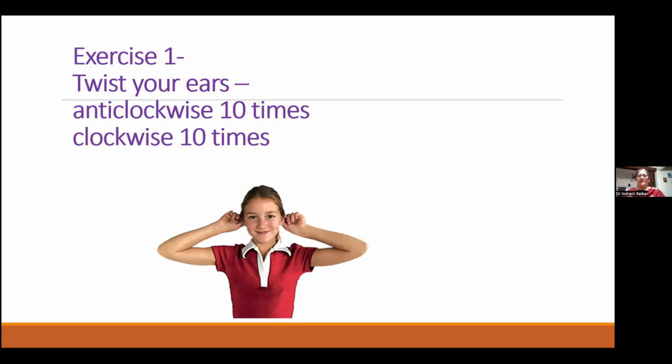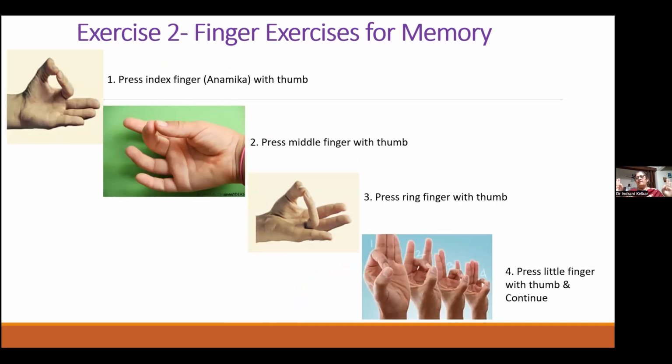You do it yourself, counting 1, 2, 3, 4, 5, 6, 7, 8, 9, 10. Turn around to clockwise. 1, 2, 3, 4, 5, 6, 7, 8, 9, 10. The next one, you put 2 fingers, the index finger and the thumb. 1, 2, 3, 4, 5. The middle finger. 1, 2, 3, 4, 5. The ring finger. 1, 2, 3, 4, 5. The little finger. 1, 2, 3, 4, 5.